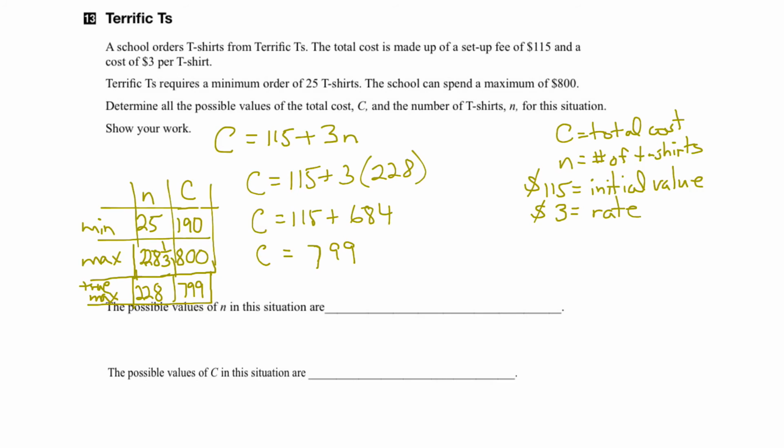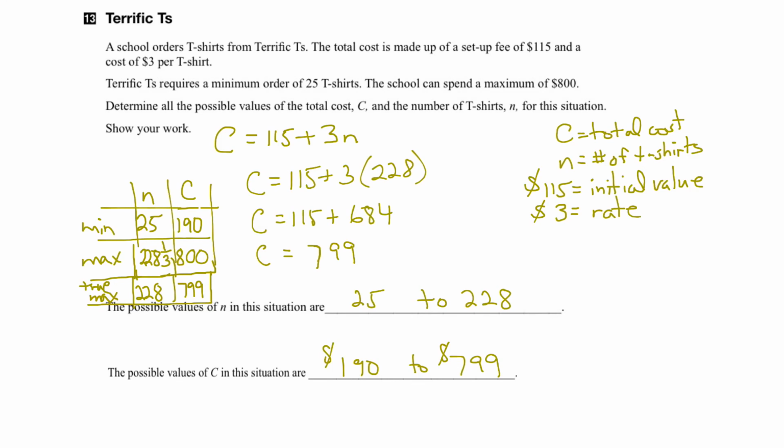So now we know all the possible values for n and all the possible values for C. So the possible values for n would be our minimum, 25, and then everything up to and including 228 t-shirts. And our possible values for C would be 190 at the minimum, all the way up to $799 for the maximum.